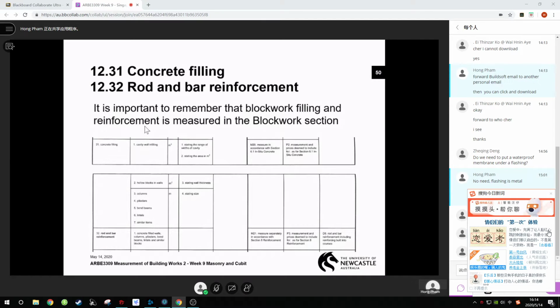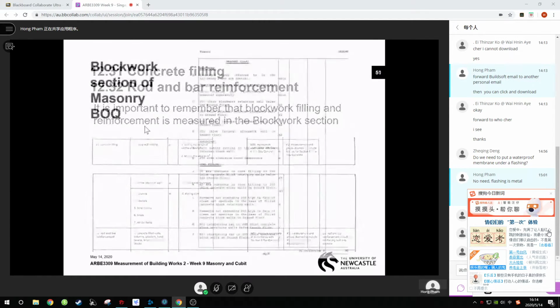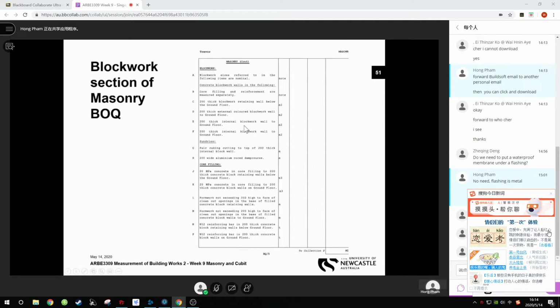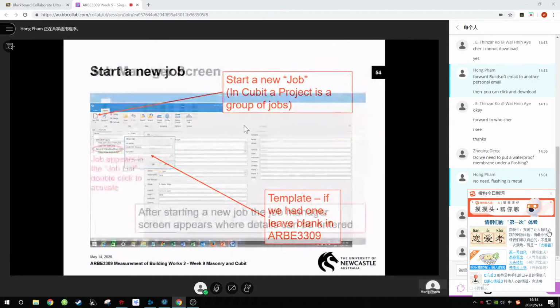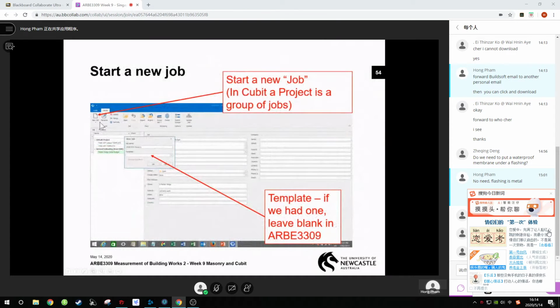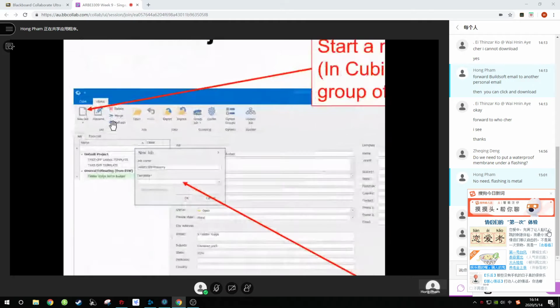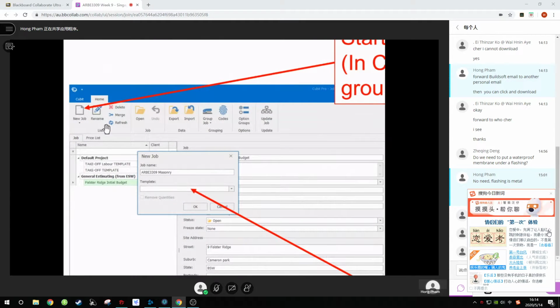So, to get into Qubit, I suggest you have a look at my little video. But you start a new job on slide 54. Start a new job, and it's a new job. You can see up there it'll say project. Does it say project up there? New project as well? No.